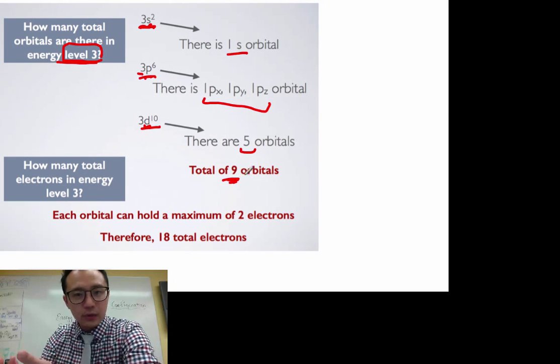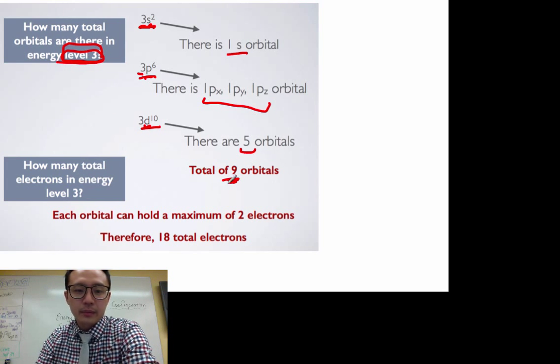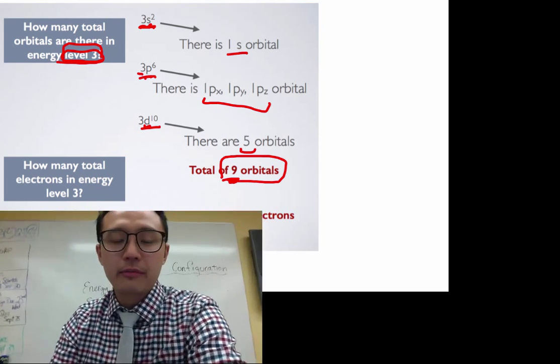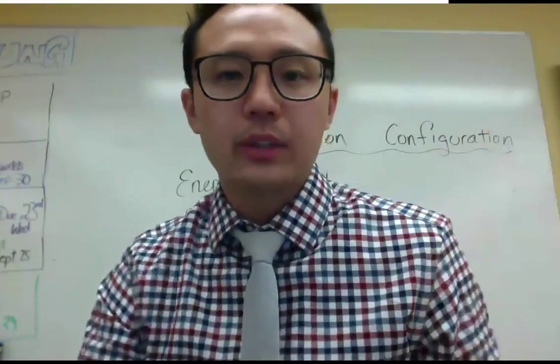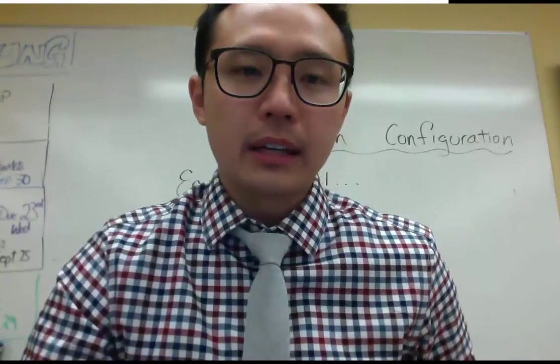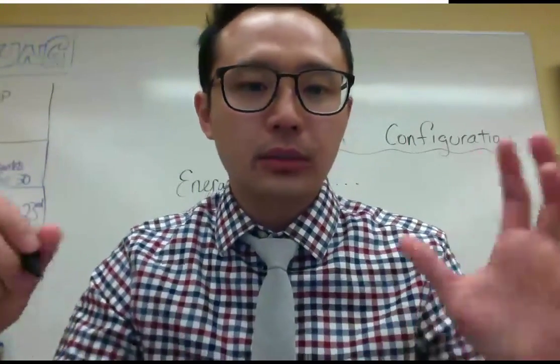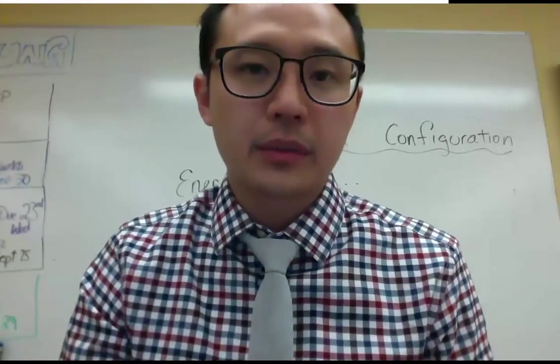So how many electrons will be found in level 3? Well, in level 3, you look at how many orbitals you have. Since you have 2 electrons in each of them, you have a total of 18 electrons just in level 3. Okay, so this is just in level 3, not the total amount of electrons for the atom.